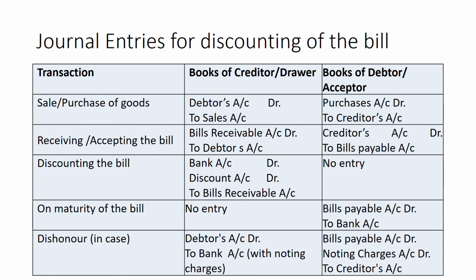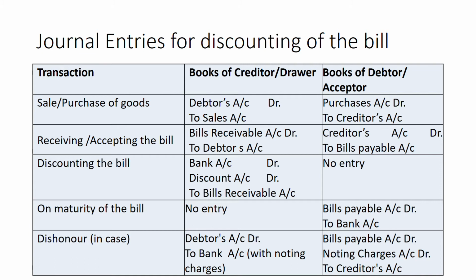Bank will pay you some amount, which will be debited to bank account. You will have to incur some expenses, the banker's charges, which will be called discount. Discount is an expense in nature, so it should be debited. Bills receivable now goes out of your hand to the banker. The banker becomes the official receiver. So bills receivable is no more your asset, so it has to be reduced, so it should be cancelled. The entry will be bank account debtor, discount account debtor to bills receivable account.